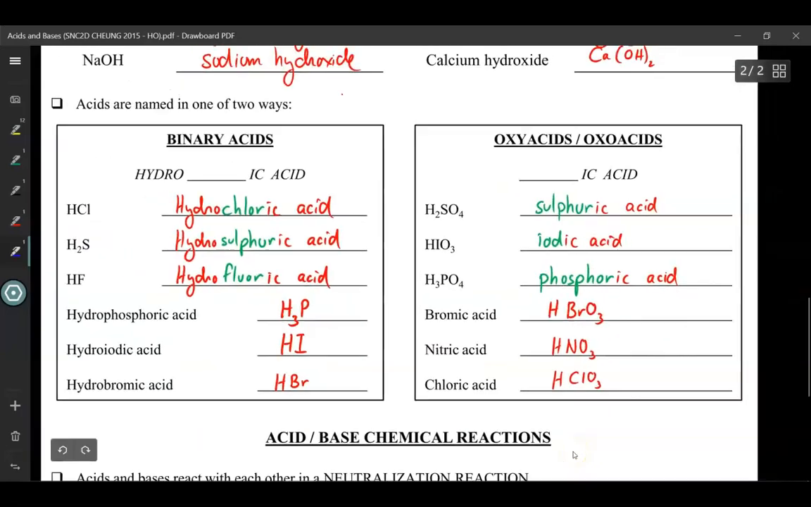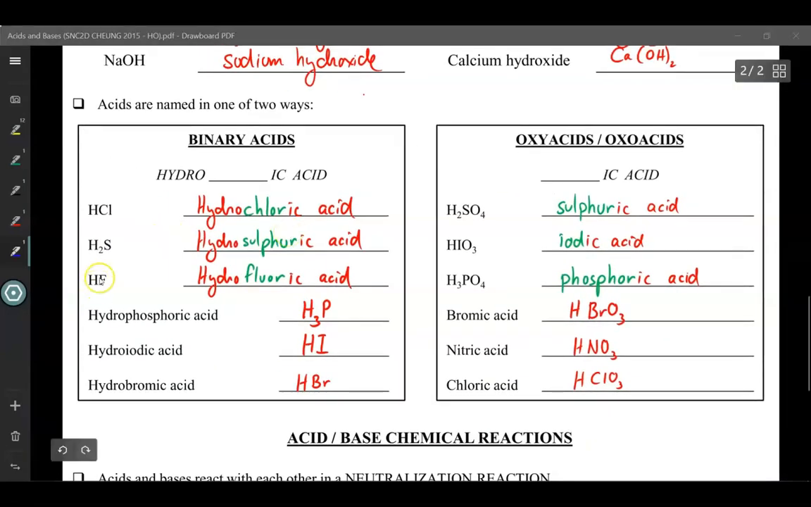So you'll notice that when it comes to binary acids, we only deal with 2 elements at a time, while oxyacids must deal with the polyatomic ions, the ones that contain oxygen inside of them. Binary acids have the prefix hydro, while oxyacids do not have the prefix hydro. Otherwise, everything else about it is the same.